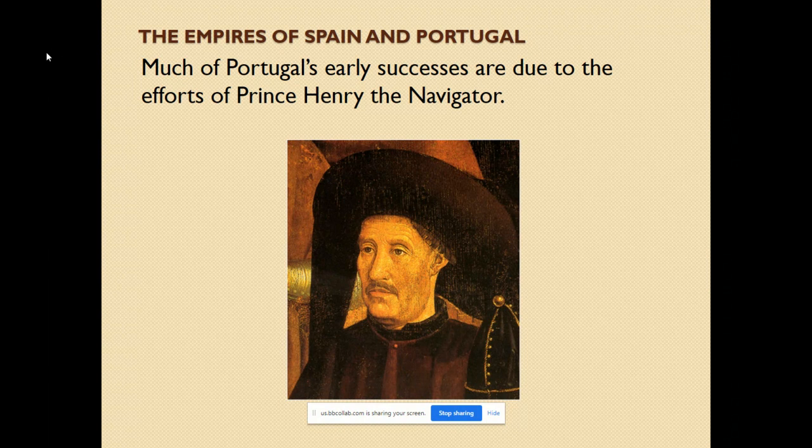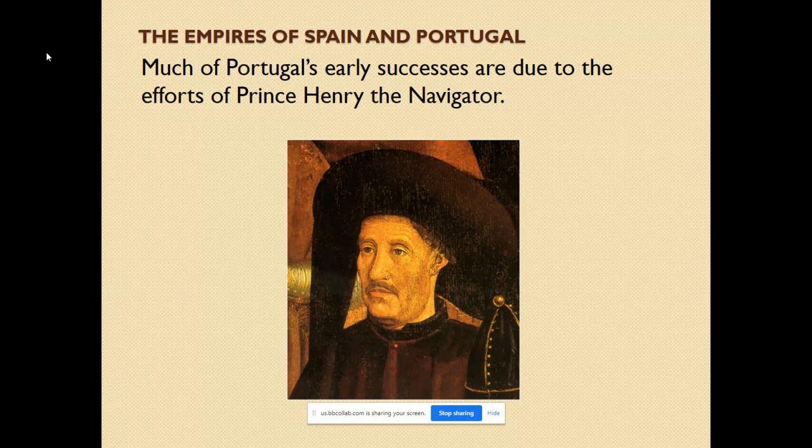Well, this guy, Prince Henry the Navigator, realizes this. Now, his nickname is the Navigator, but he's not actually like a boat captain. He's a member of the royal family. But he realizes that in order for Portugal to really get up and running, they're going to have to look overseas. And so he is instrumental in making sure that royal funding goes to these voyages of exploration.